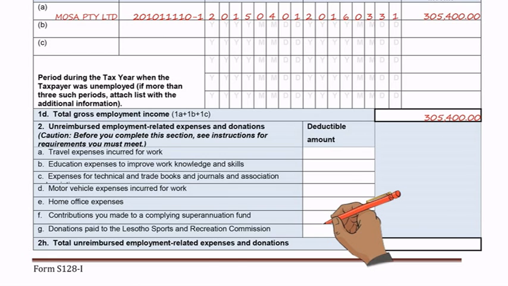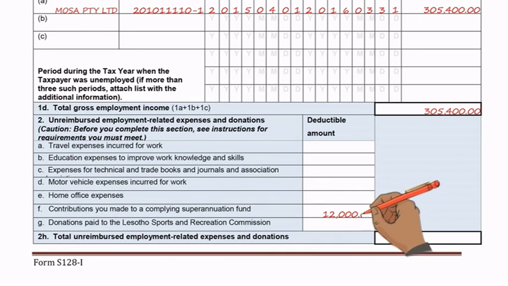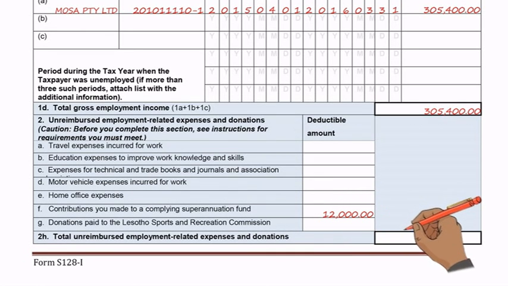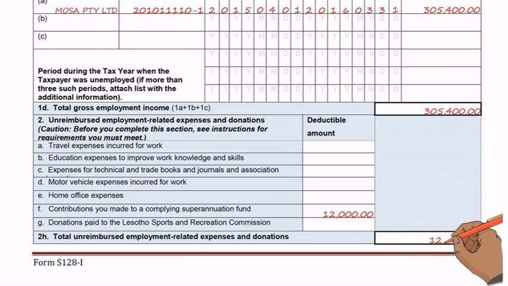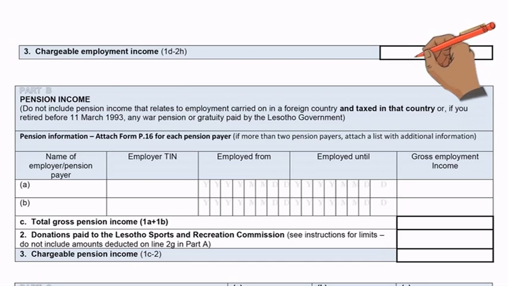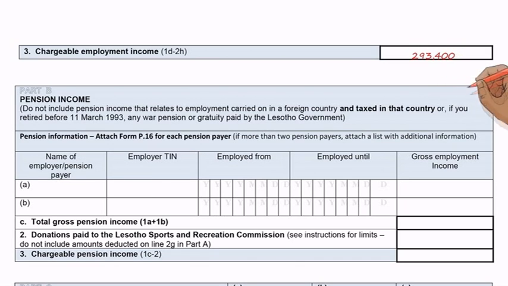F. We fill in any contributions you made to a complying superannuation fund, and as per our P16, they amount to 12,000 maloti. Fill in the total unreimbursed employment-related expenses and donations. To get the chargeable employment income, we subtract 2D from 1D as shown.